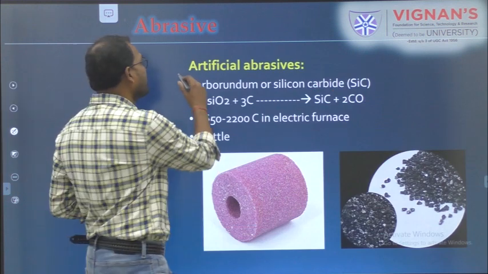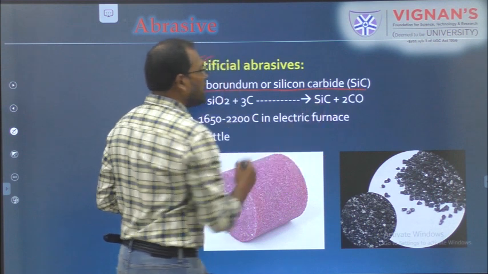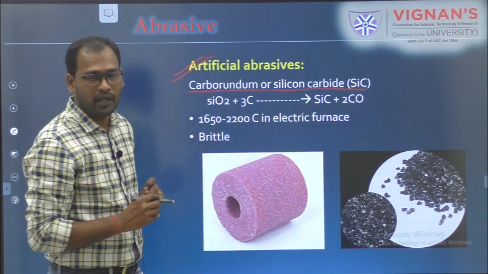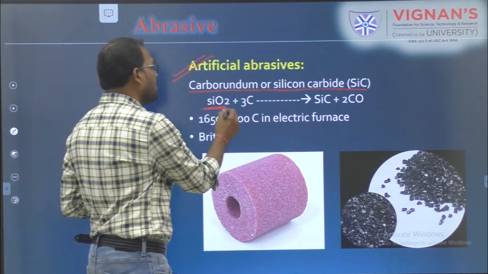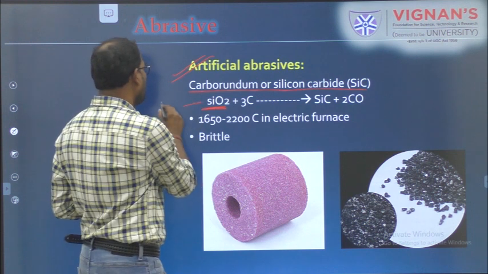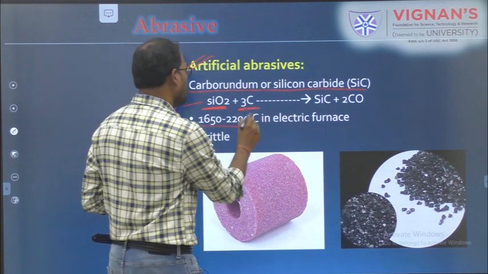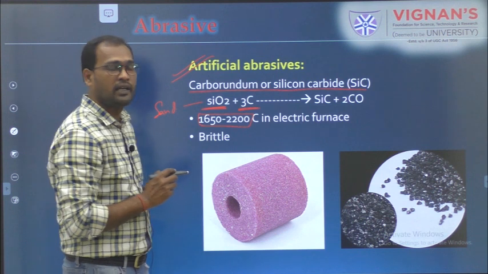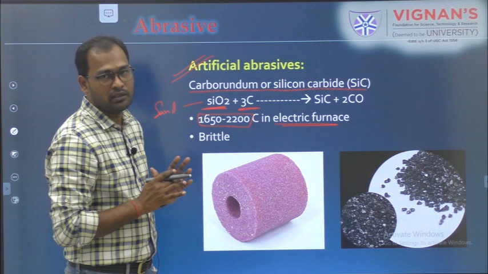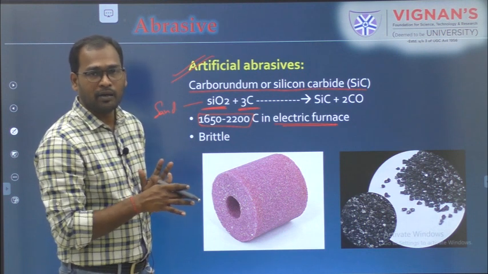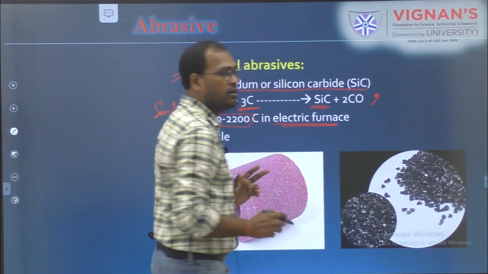And the next one is artificial abrasives. Artificial abrasives, the first one is carborundum. Carborundum is nothing but silicon carbide, and this silicon carbide is synthesized or artificially made by reacting silica, that is sand, SiO2, in presence of carbon at a very high temperature of 1650 to 2200 degrees Celsius in an electric furnace. So, when you react silica with carbon at a very high temperature, you will end up with silicon carbide with release of carbon monoxide.